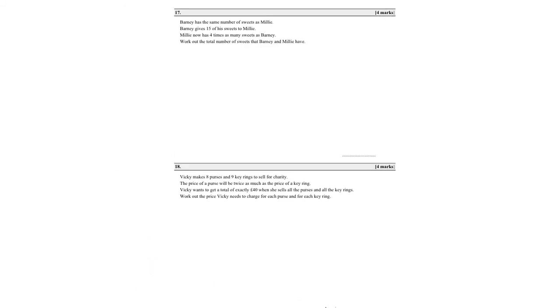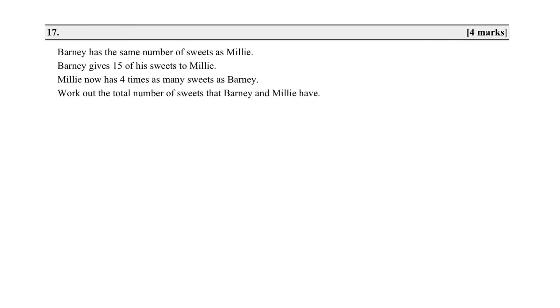Okay, question 17. So Barney has the same number of sweets as Millie. Barney and Millie both have the same number, which I'm going to call x. Barney gives 15 of his sweets to Millie. So we take away 15 from Barney and give them to Millie. Millie now has 4 times as many sweets as Barney. So 4 lots of x minus 15, so 4 lots of Barney is now the same as what Millie's got. Work out the total number of sweets.